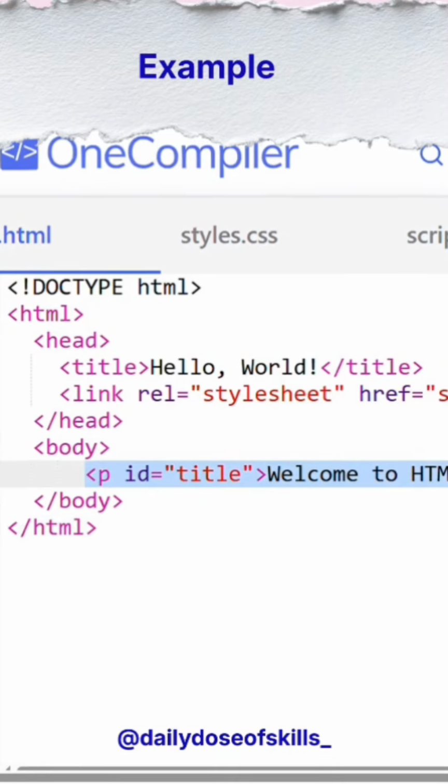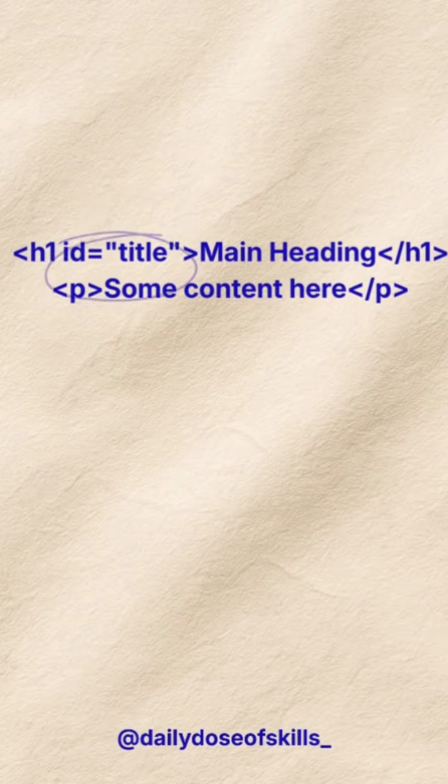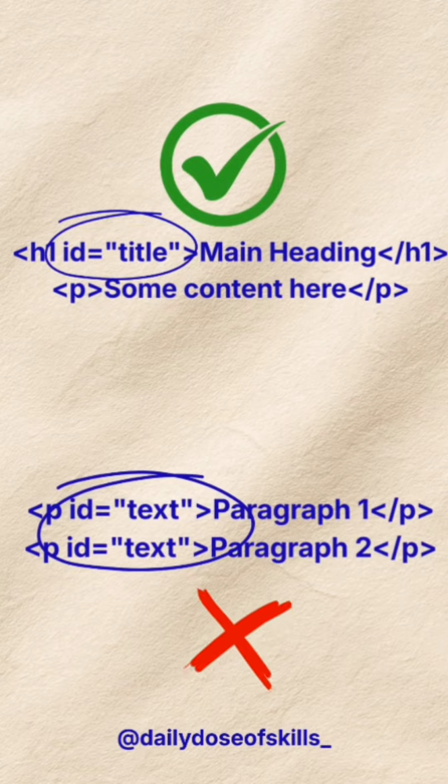For example, I gave a paragraph element an ID called title. In my CSS file, I used hashtag title as the selector. An ID selector always starts with the hash. I applied blue color, 24 pixel font size and bold font weight. You can see in the output that the styles are applied correctly. Using the same ID for one element is valid, but using the same ID for multiple elements is not allowed in HTML.